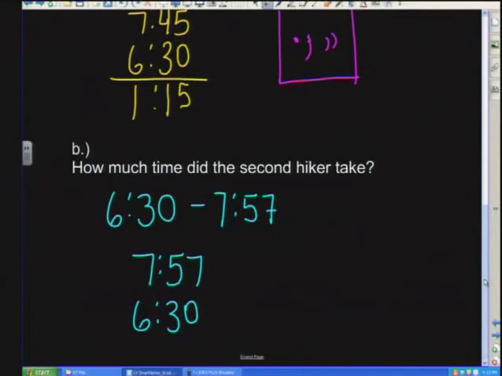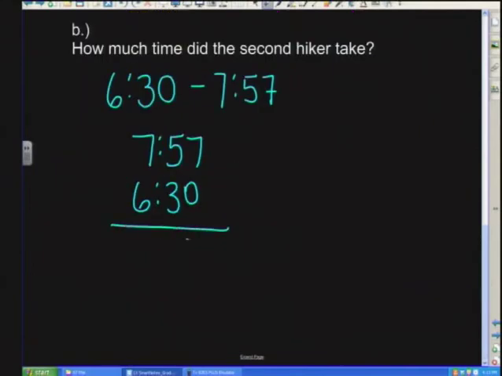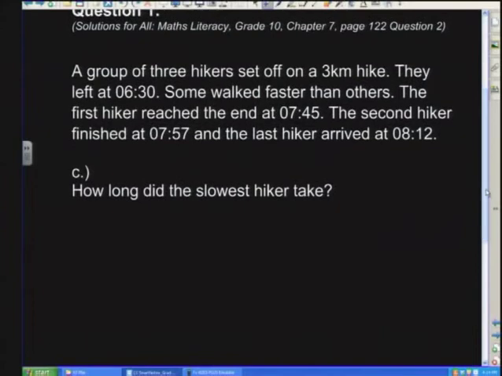Right, and I need a little bit more space here, and let's minus it here. So we've got 7, 2, 1. So he took 1 hour and 27 minutes. I think I've got time to do this. How long did the slowest hiker take?